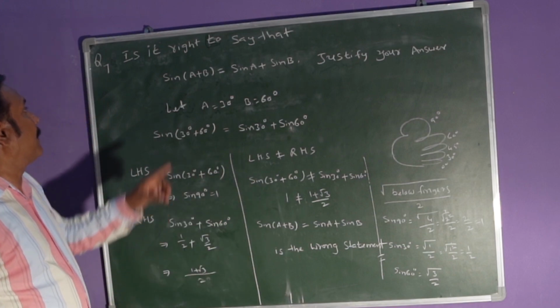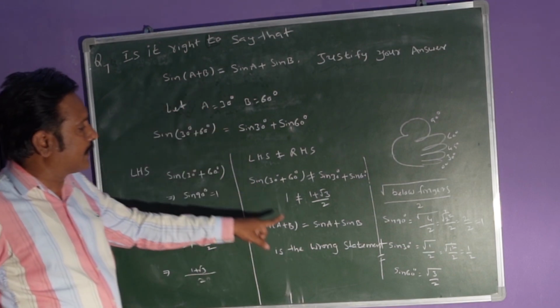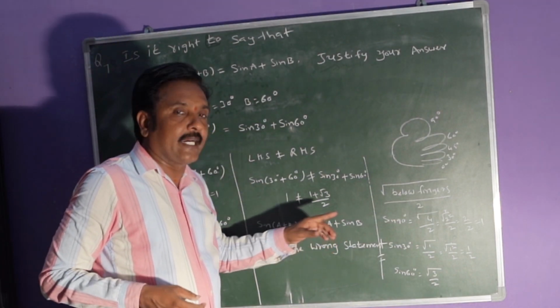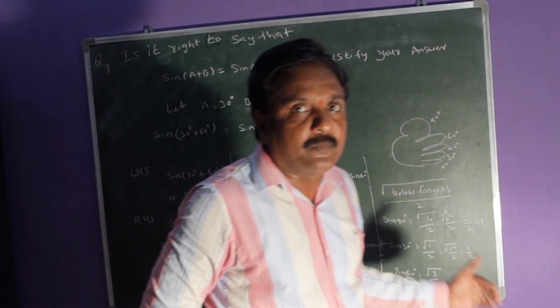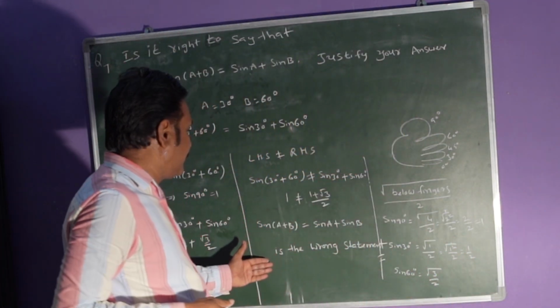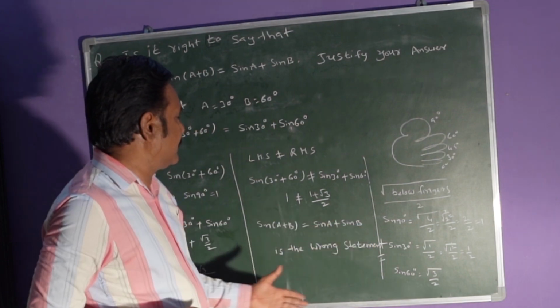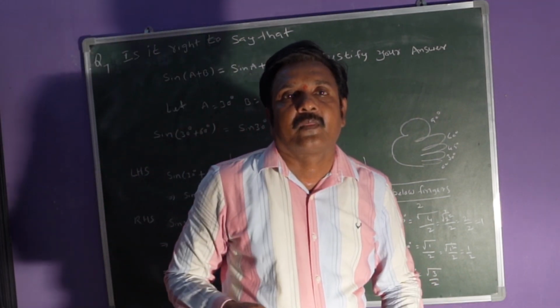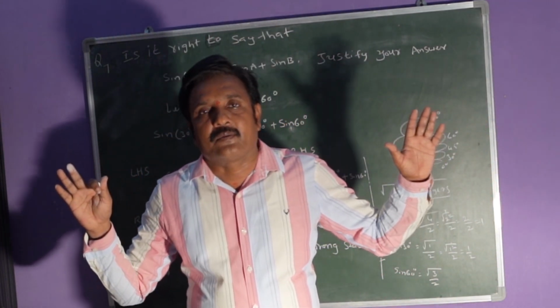Therefore, the statement sin of a plus b is equal to sin a plus sin b is the wrong statement. Okay, is it clear? I will go to the next problem.